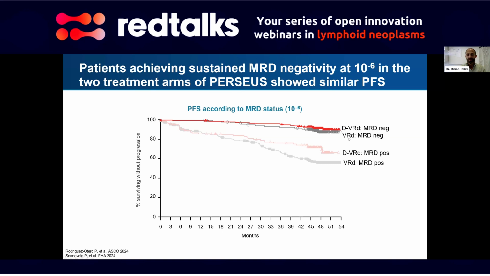This said, it is important to recognize that in many studies, we see this phenomenon that despite the rates of MRD negativity being significantly higher with Dara-VRD when compared to VRD, if the patient achieves MRD negativity, the PFS, definitely when it's defined with high sensitivity, 10 to the minus 6, the PFS is superimposable between the two arms, between the two treatments, more intensive, less intensive, 4 versus 3 drugs.